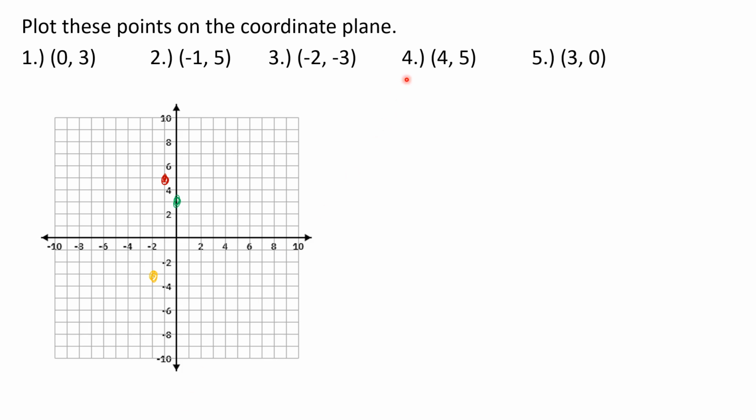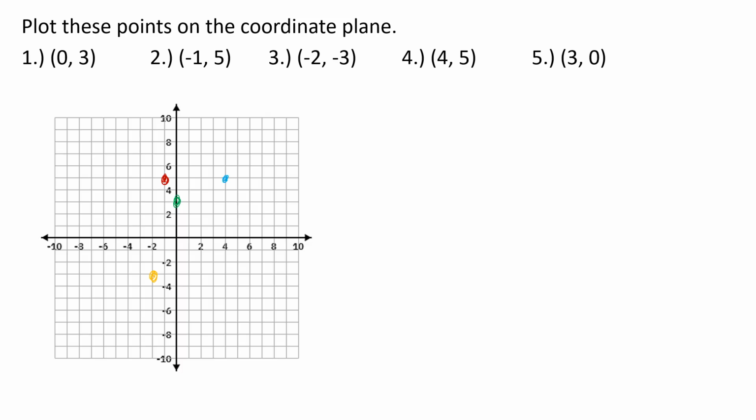And then we have the point 4, 5. So x is 4, y is 5. So we're going to come over here to 4 and then up to the 5. So let's see, 1, 2, 3, 4, 5. There we go. It does not want to let me put dots on there.